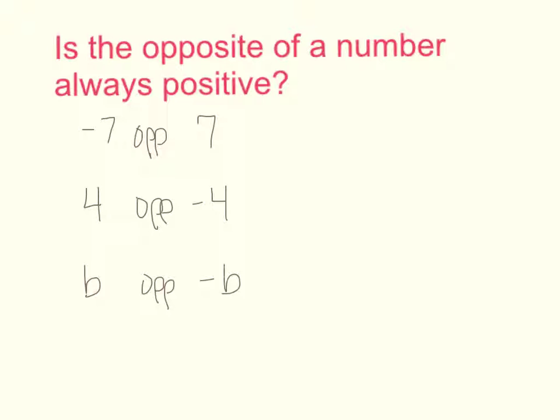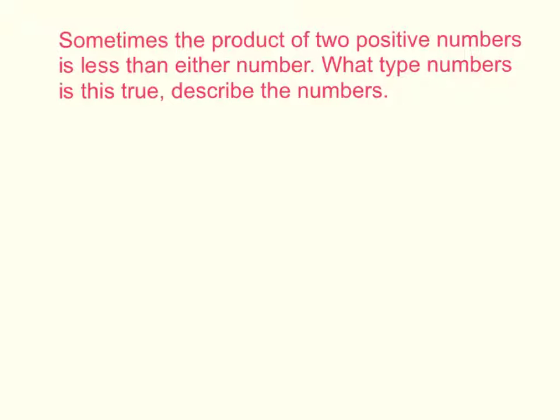All right. Sometimes the product of 2 positive numbers is less than either number. For what type of numbers is this true? Describe the numbers. We're going to do some trial and error. Remember, product means multiply. So I'm multiplying 2 positive numbers, and their answer must be less than the 2 numbers. Let's start with 2 positive numbers, 7 and 2. Both of them are positive. If I multiply them, I get 14.